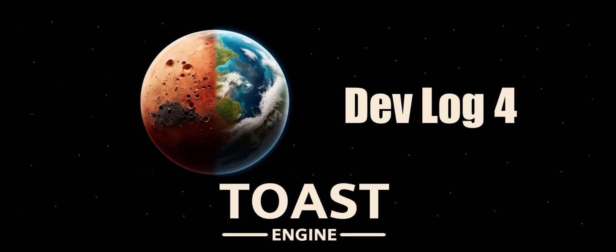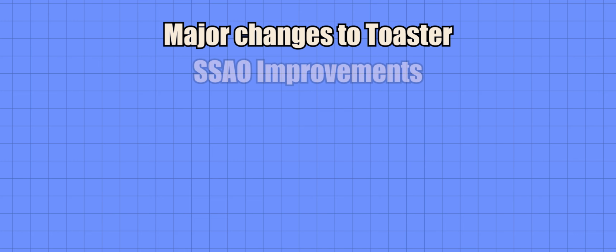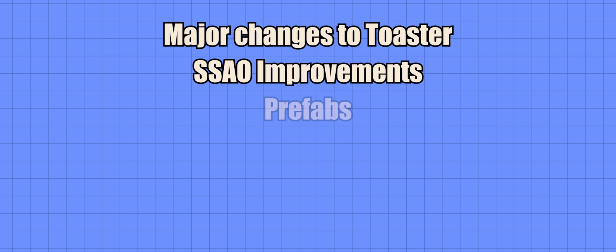And the things I've been improving or implementing in this version: I've done some major changes to Toaster, which is the editor. I've also made some improvements to screen space ambient occlusion that I talked about in the previous devlog. Turns out I had a lot of bugs in it and it didn't look correctly. I've fixed that now in this version and it looks a lot better. I've also implemented something called Prefabs. It's short for prefabrication, basically.